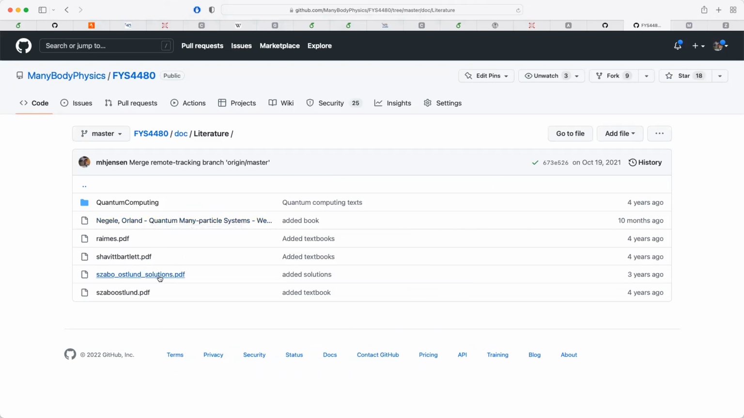You have Sabo and Östlund, both the solutions to exercises and the textbook. This is a book which has been used widely in quantum chemistry and also in atomic and molecular physics. Then we have another textbook, after Shavitt and Bartlett, which covers methods like coupled cluster theory. So the textbooks which you see here are essentially the textbooks which I will follow.